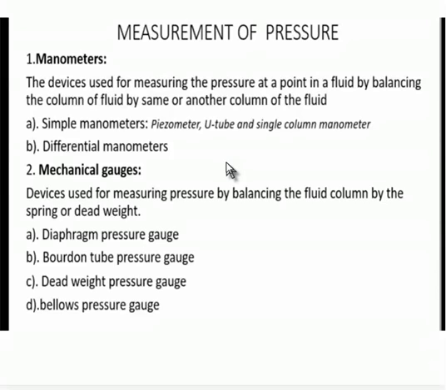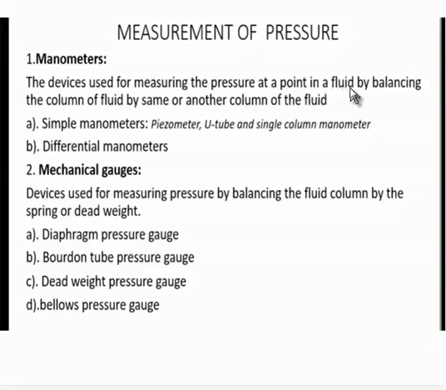The first one is the manometer, the measurement of pressure by using manometer devices. So what is a manometer? It is the device we use for measuring the pressure at a point in a fluid by balancing the column of fluid by the same or another column of fluid. It is the one device which is used for measuring the pressure at a point in a fluid.